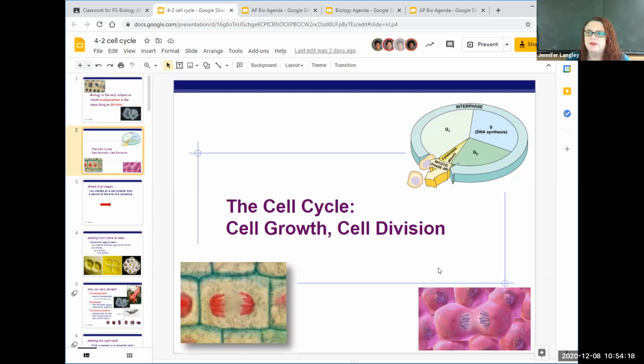FRQ rewrites, I'm hoping to have those posted tomorrow. The final will have multiple choice and FRQ as well. You can expect the FRQ portion on the final to be primarily things like math and graphing.